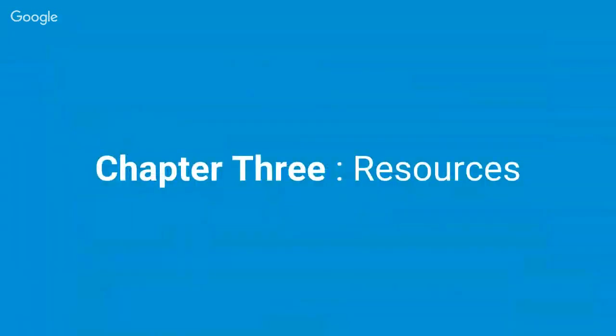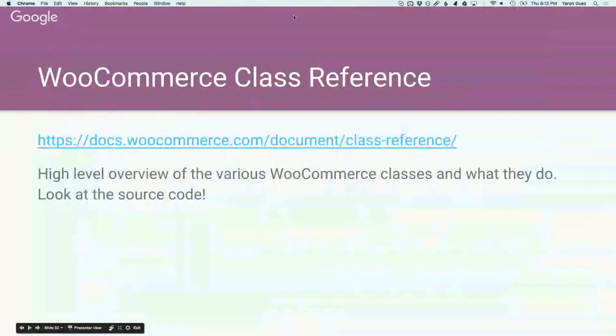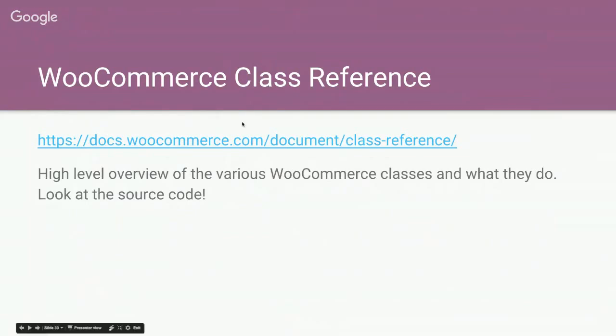Chapter 3, just some helpful resources. The WooCommerce class reference is very helpful. It's a high-level overview of the various WooCommerce classes that are out there and what they do. But of course, the best thing is to just look at the source code. Just dive in. I mean, trying to solve a complicated problem, WooCommerce is the best way to learn about WooCommerce.